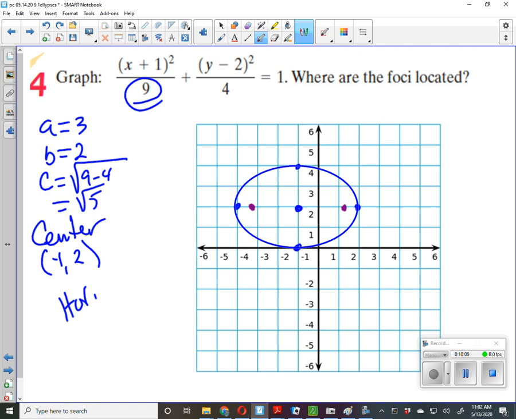All right, so where are the foci located? Let's answer that a little bit better. This is going to be taken from your center and moved right or left, right? So my center was -1 plus or minus √5, comma, 2. And you can write those in that form if you want. There's 2 points there.